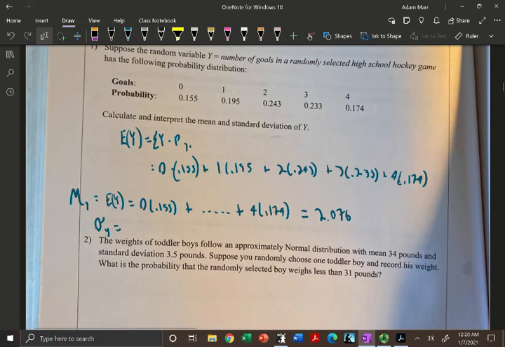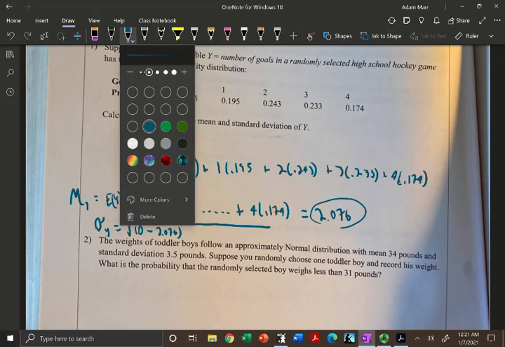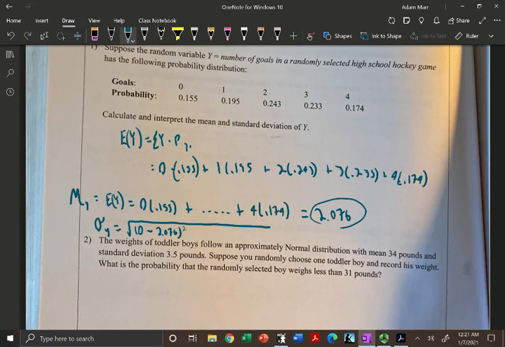The first one, it's the square root, first of all. And the actual value minus the mean. Well, the mean is right there, 2.076. And then we're squaring that, and then we're going to multiply that by the probability, which is 0.155. Then right here, we're going to put dot, dot, dot, and let's do the very last one.